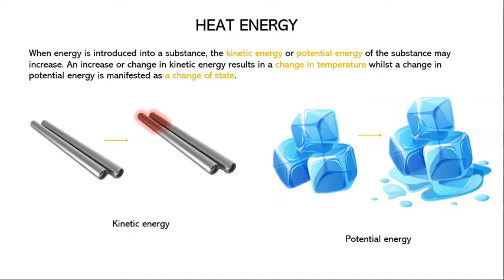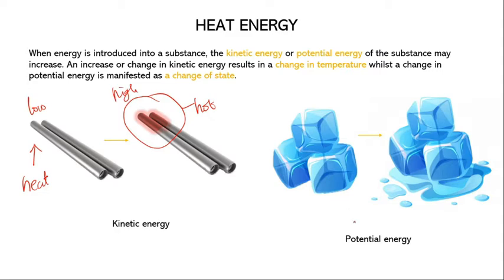So let's look at these two examples over here. Like I said, an increase or change in kinetic energy results in a change in temperature. You can see that this metal bar has been subjected to heat, and with time the tip of the metal bar is really hot. So we know that the temperature of the metal bar without the heat will be very low, and then the temperature over here will be high because it has been subjected to heat.